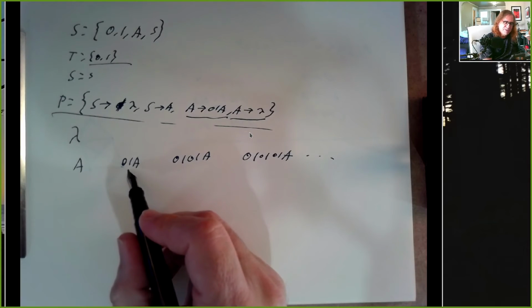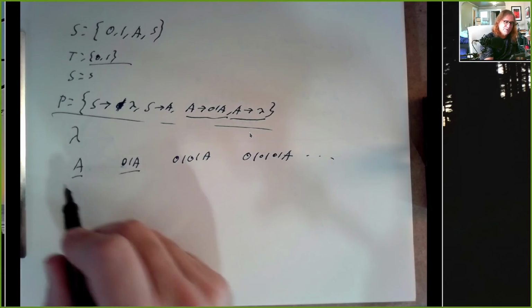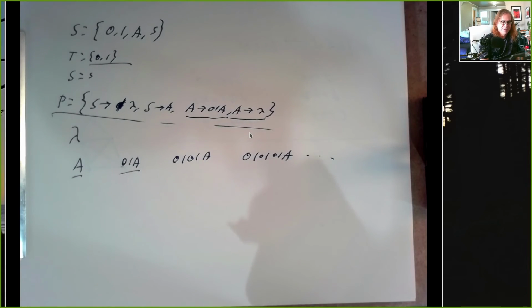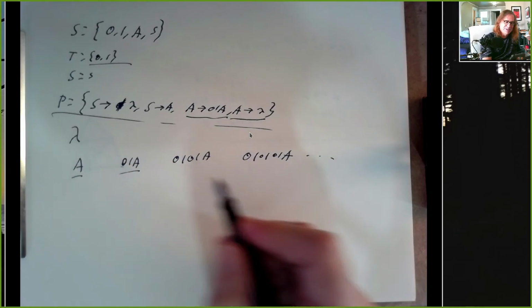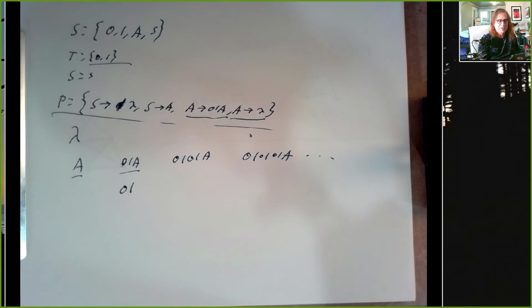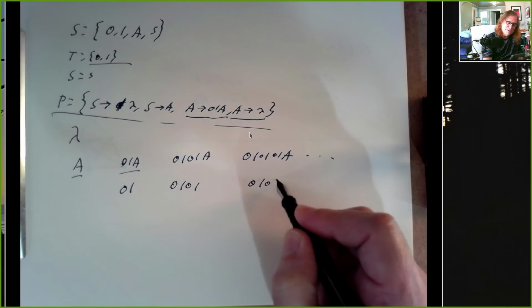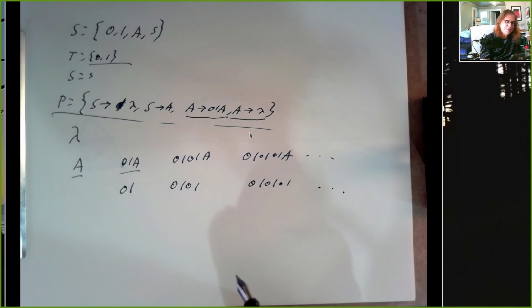So this A could take us to 0, 1, A, or it could take us to lambda. As 0, 1, A could take us to 0, 1, 0, 1, A, but it could also just take us to 0, 1, where this A was used to derive lambda, the empty string. And this could take us to 0, 1, 0, 1, 0, 1, 0, 1, 0, 1, and so on.